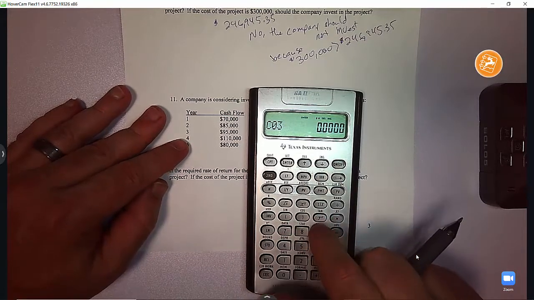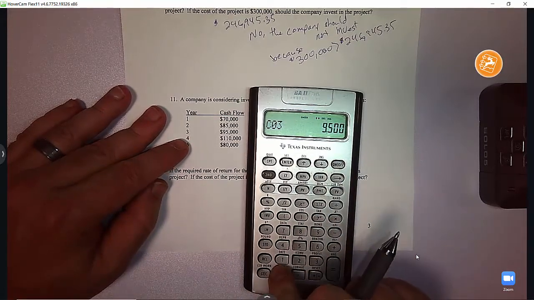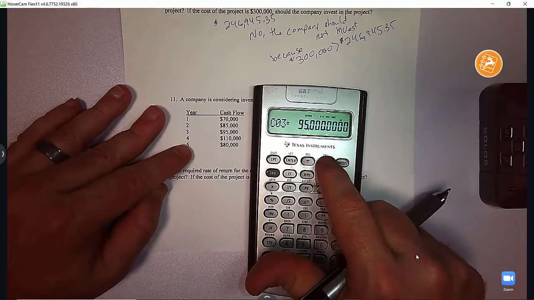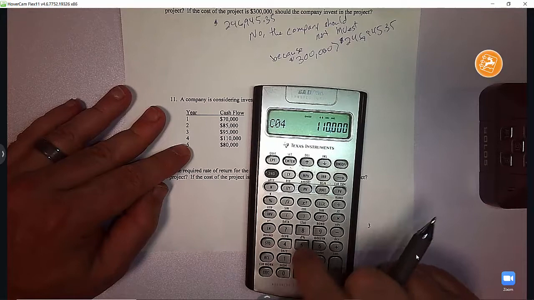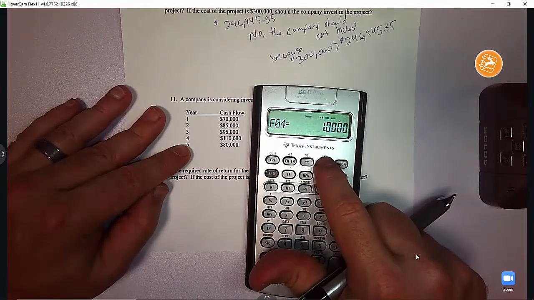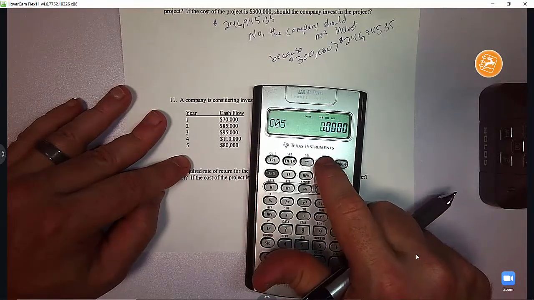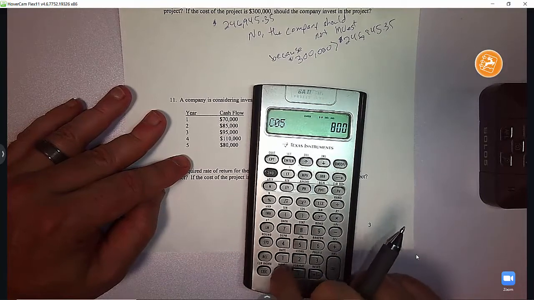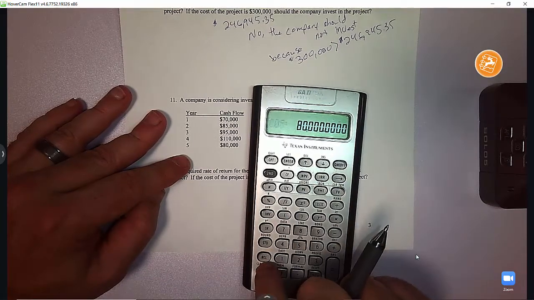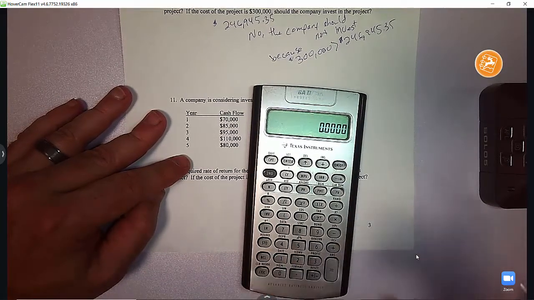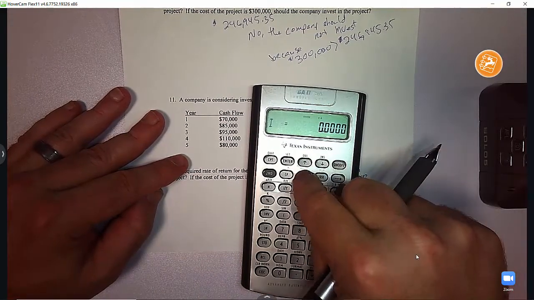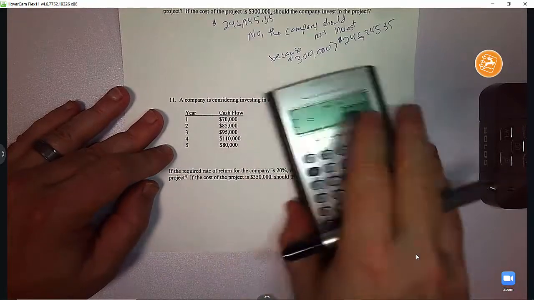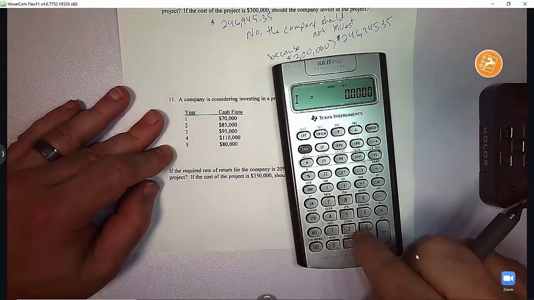My cash flow at time 3 is $95,000, and then enter. My cash flow at time 4 is $110,000, and then enter. And my cash flow at time 5 is $80,000, and enter. So to start off by doing it the way that we did it last time, I'm going to press NPV. My interest rate is 20%.